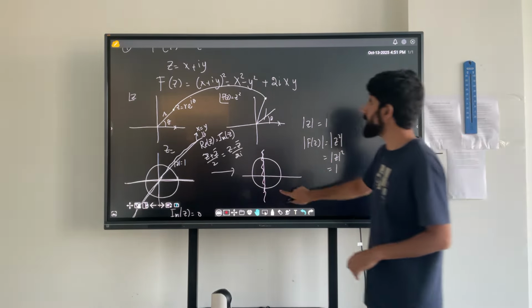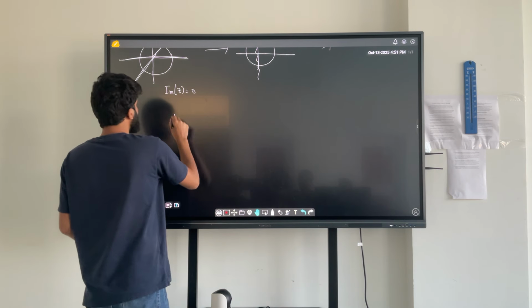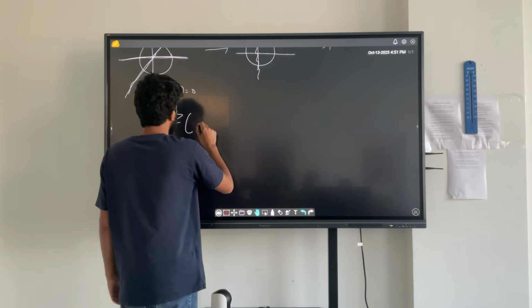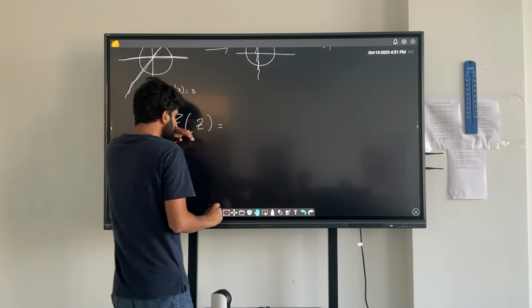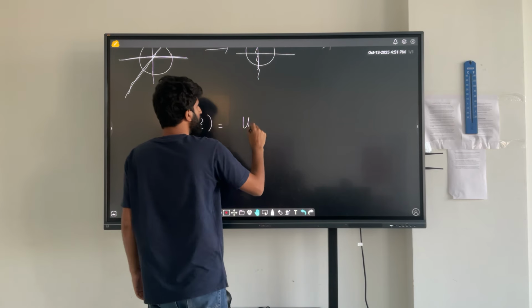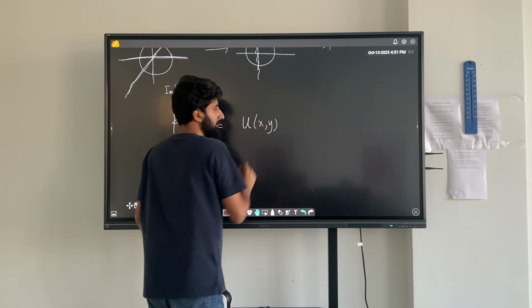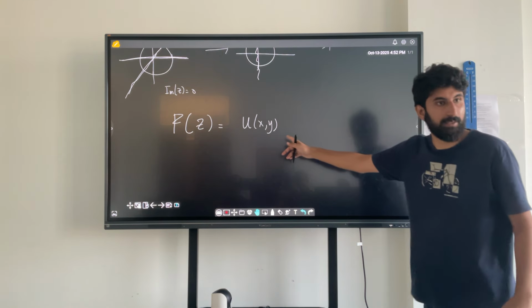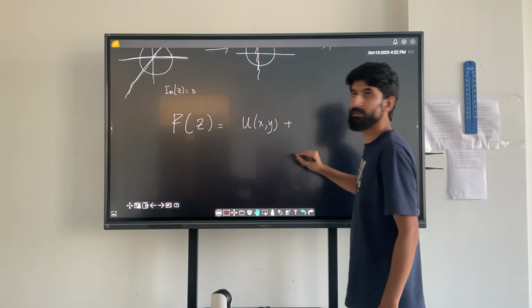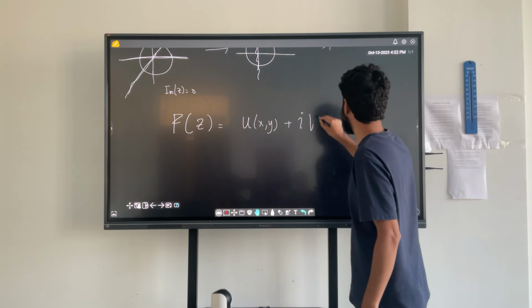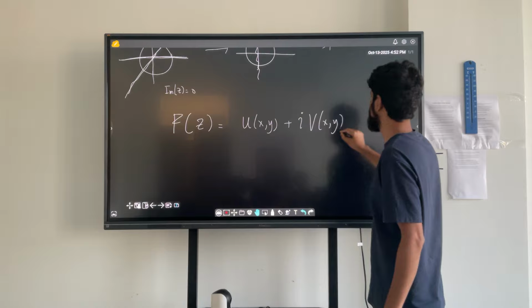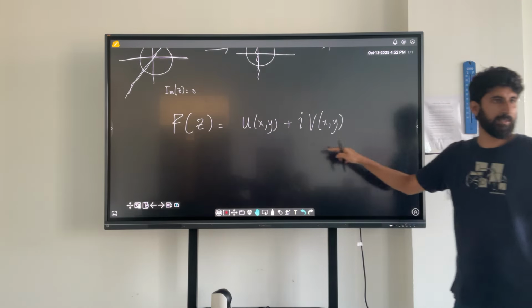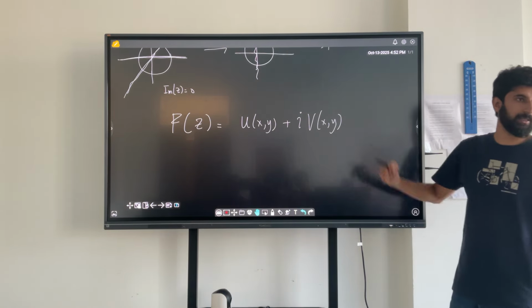So in general, any complex function f of z, I can write it as u of x comma y, which is a scalar field, a real scalar field. u has to be real. Plus iota times some v of x comma y. This is dependent on x and y, and this is also dependent on x and y.